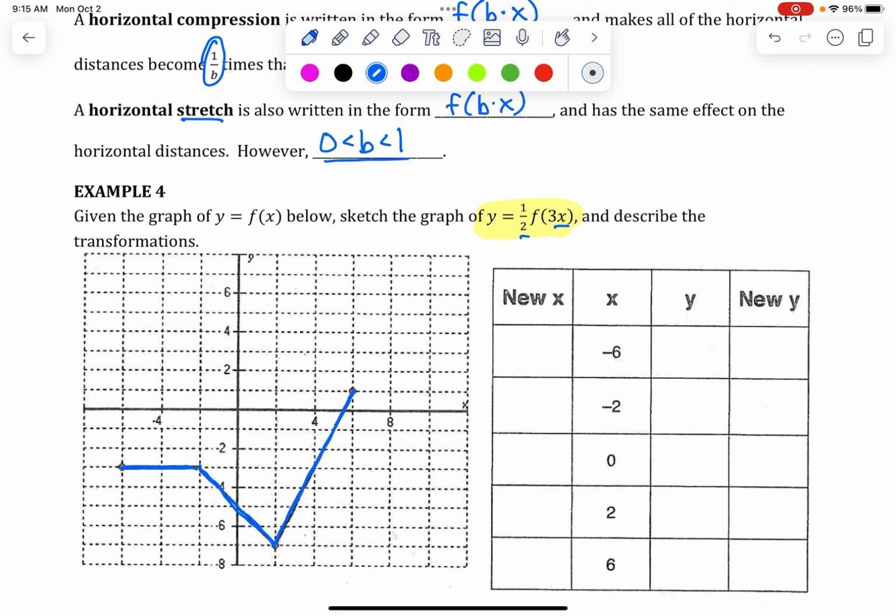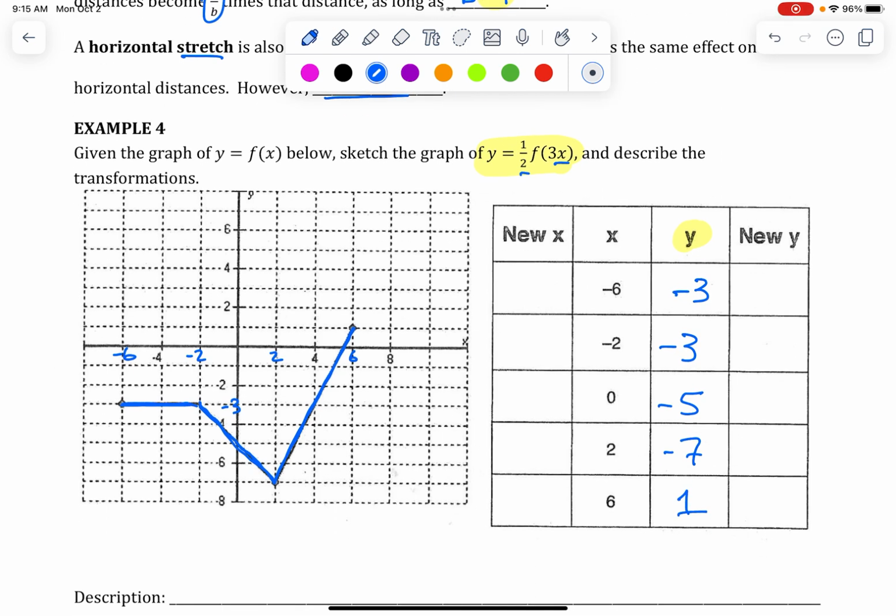And so first, let's just make sure we understand what the y values are, right? Let's just look at the function, and notice that the marks go by 2, so it's something you've got to watch out for. When x is -6, y is -3. When x is -2, y is -3. When x is 0, y is -5. When x is 2, y is -7. And when x is 6, y is 1. All right, so that's just making sure you're reading the graph correctly.